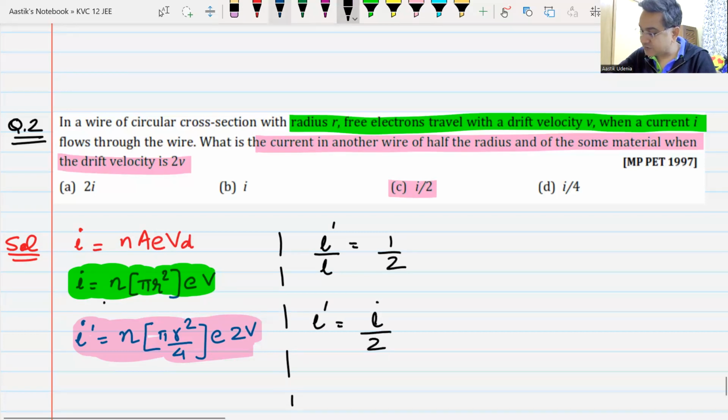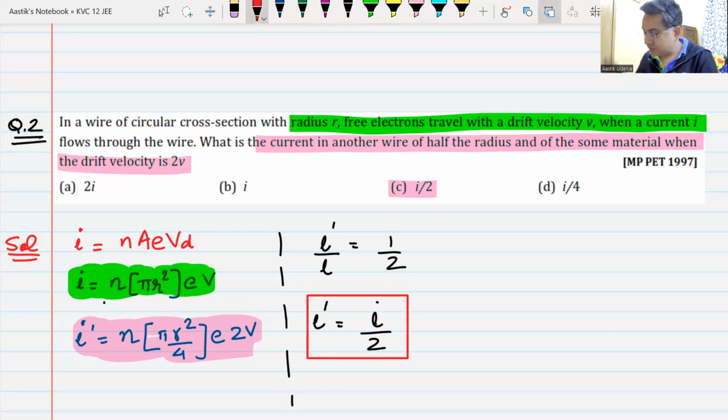Was it such a difficult question that you could not do it? Someone is getting the answer as I, someone getting it as 2I, then someone getting it as I by 2. Why are you playing Kaun Banega Crorepati? Is it difficult to do? Difficult to write the ratios? Tell me what was the problem here, beta?